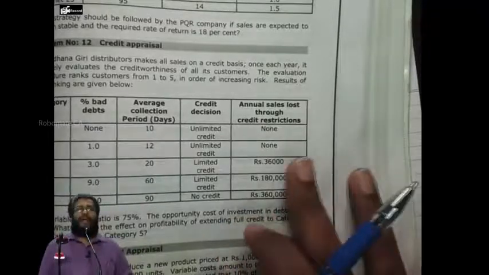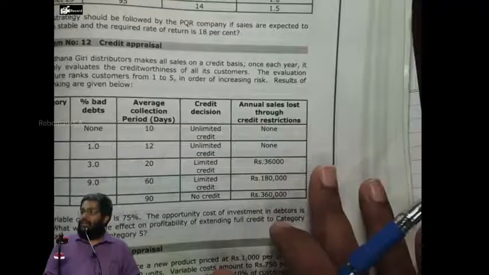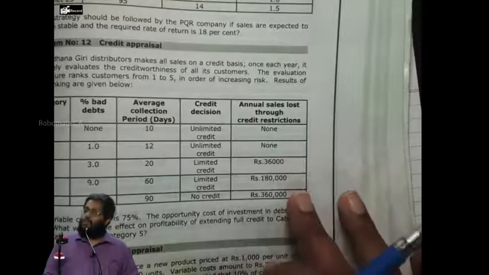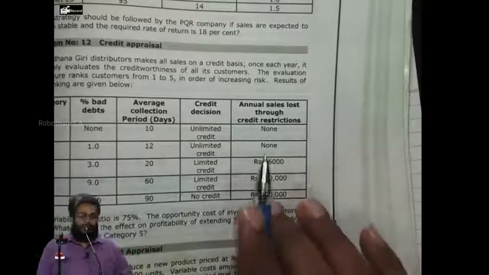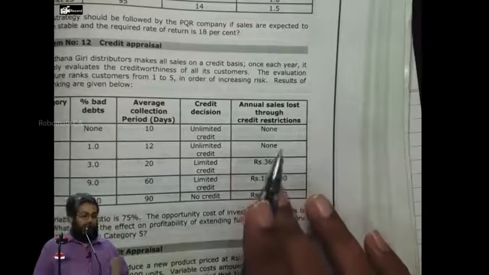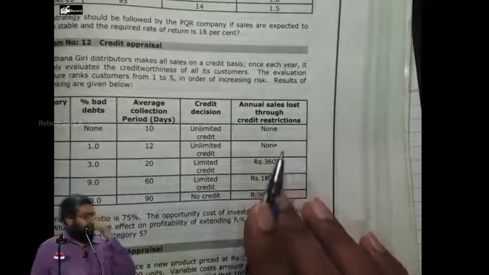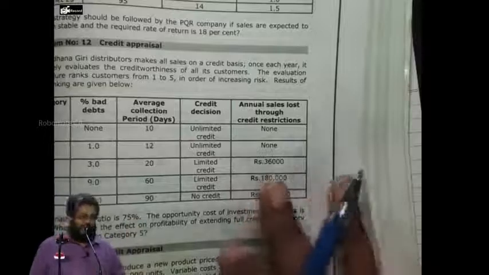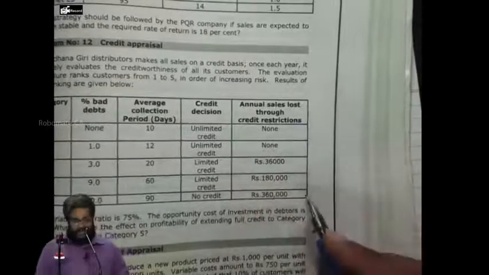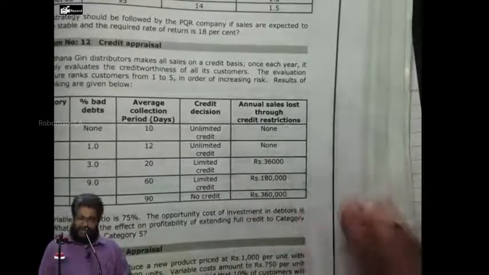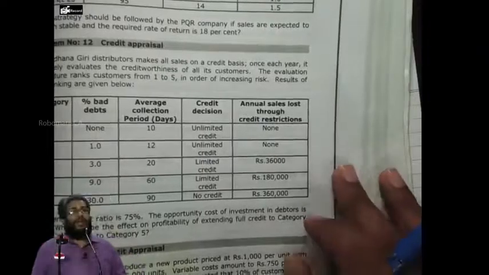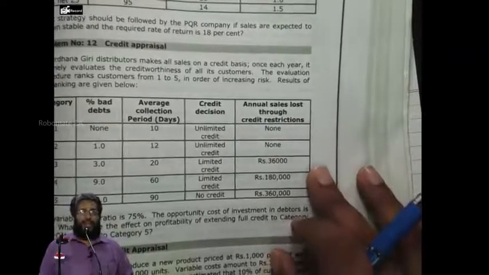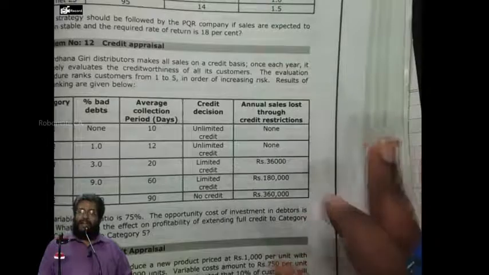Tell me what is the total of the bad debts loss? 1,25,280. So increase in bad debts is 1,25,280. I hope you are all following. Go to the main statement and write increase in bad debts 1,25,280. Everybody respond. Can I proceed?